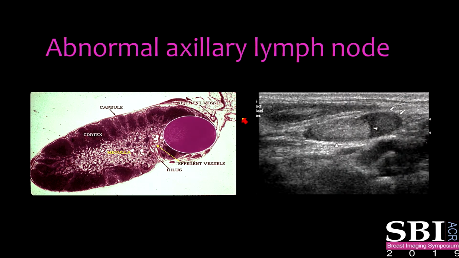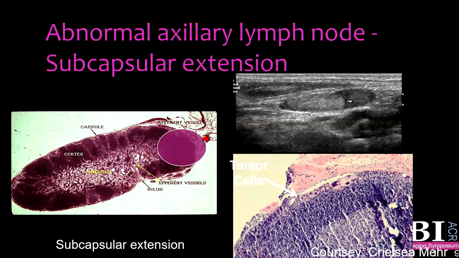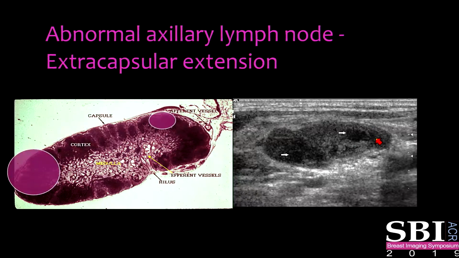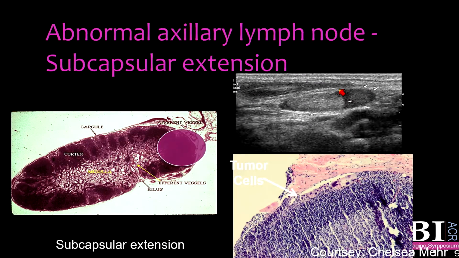And the tumor cells can sometimes just deposit at the subcapsular level and cause a subcapsular appearance. So this here, as we see, is the subcapsular extension of the tumor cells. And you can see these tumor cells here in the subcapsular region.